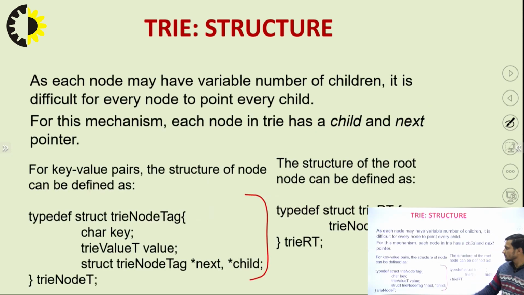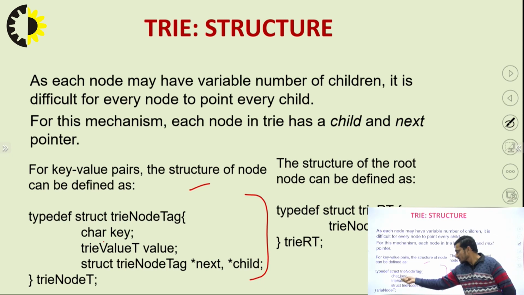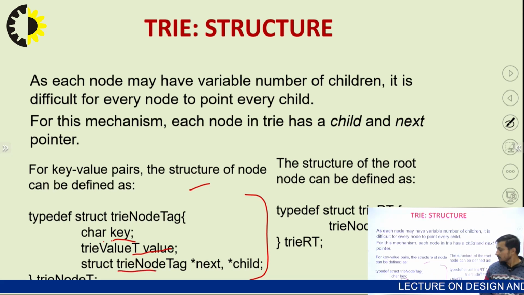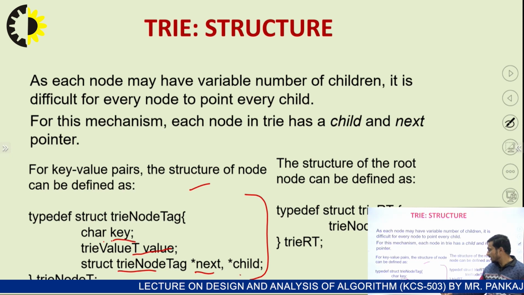Now we are going to discuss the structure which can define a node for this trie. For a key value pair, the structure of the node can be defined as follows. In this struct, we have a key that is of type char, then we have a value which is of type trie_value_t. Whatever the trie_value_t may be, and then we have 2 pointer variables, one is next and another is child.